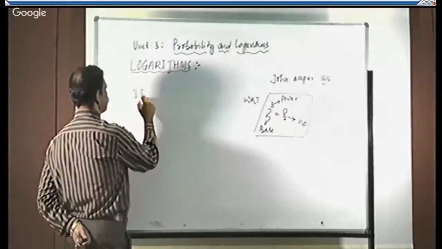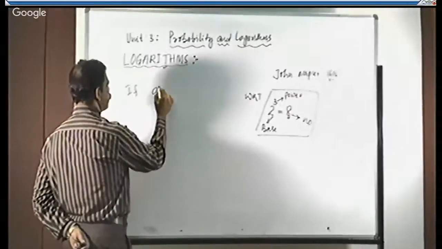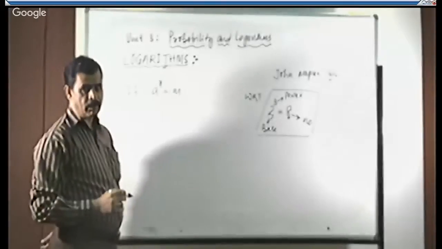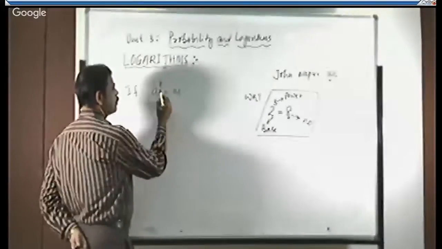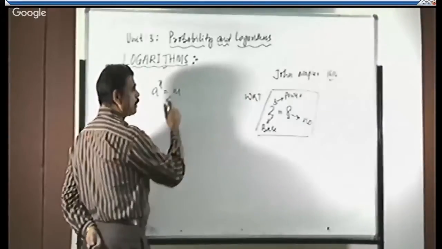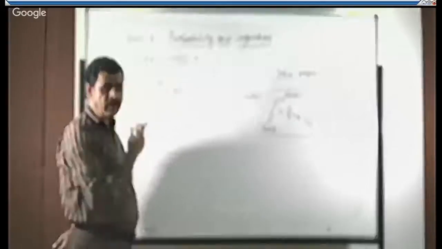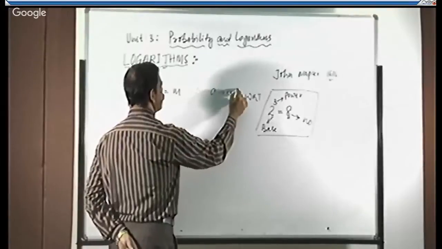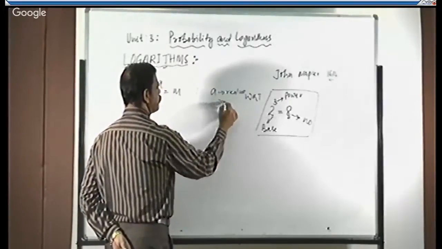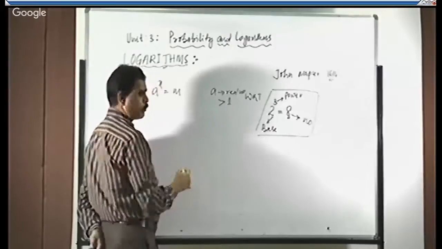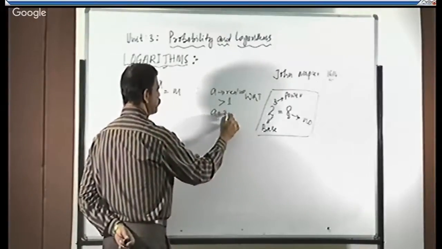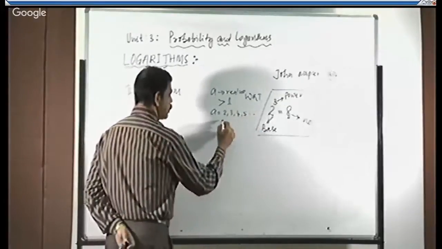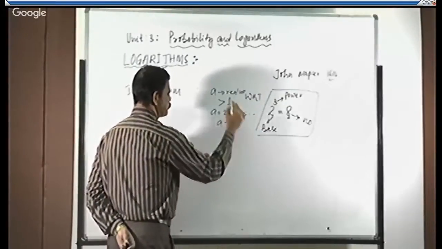Suppose a to the power of x is equal to m. a to the power of x is equal to m. a should be a real number which is greater than 1. a is a real number which is always greater than 1, meaning a is equal to 2, 3, 4, 5, all positive numbers. a should not be equal to 1. Right?